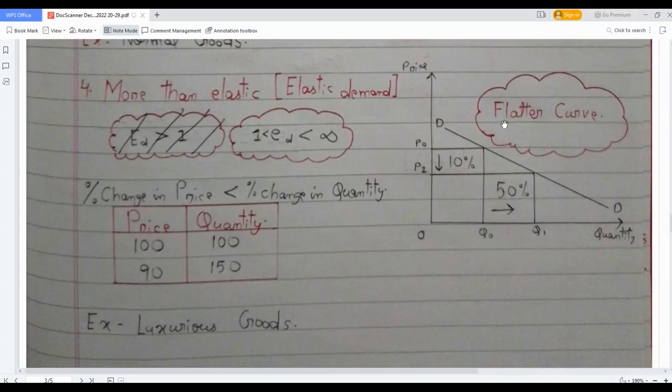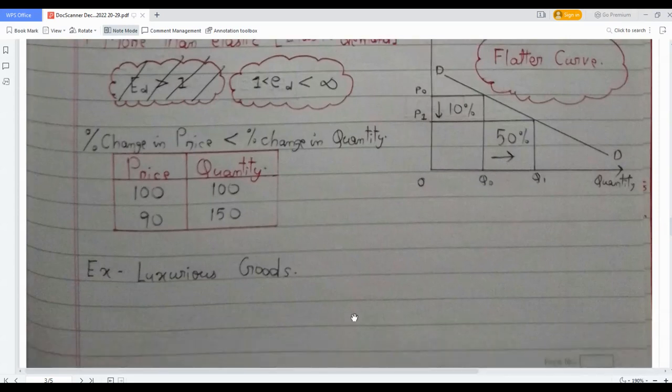The curve of it will be flatter, as a small decrease in price will give a greater increase in the quantity. Therefore, the curve will be flatter. See, a small decrease in price will give a greater increase in quantity. Thus, the curve will be flatter. It will be a flat curve. Examples are luxury goods, as with a small decrease in their price, the quantity of it increases by a huge amount.